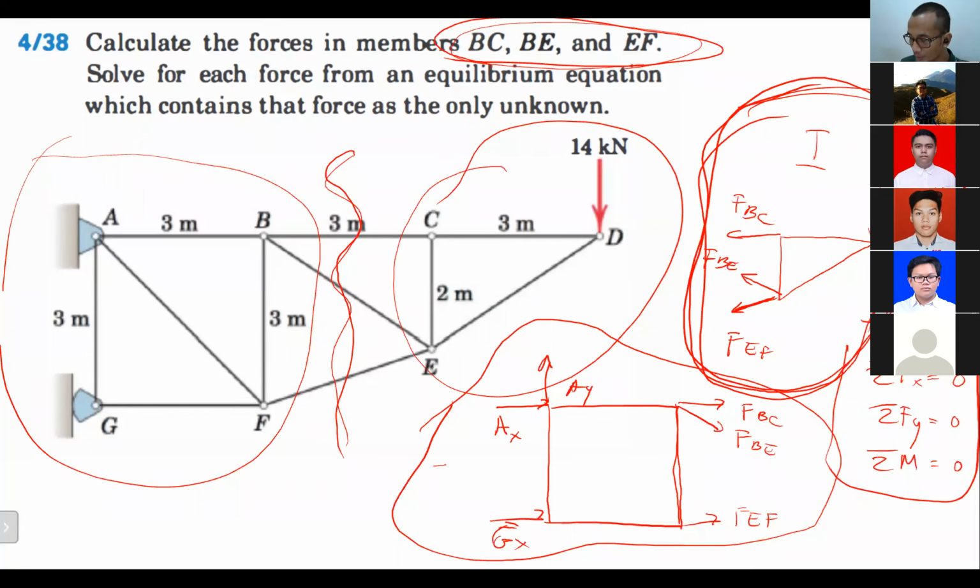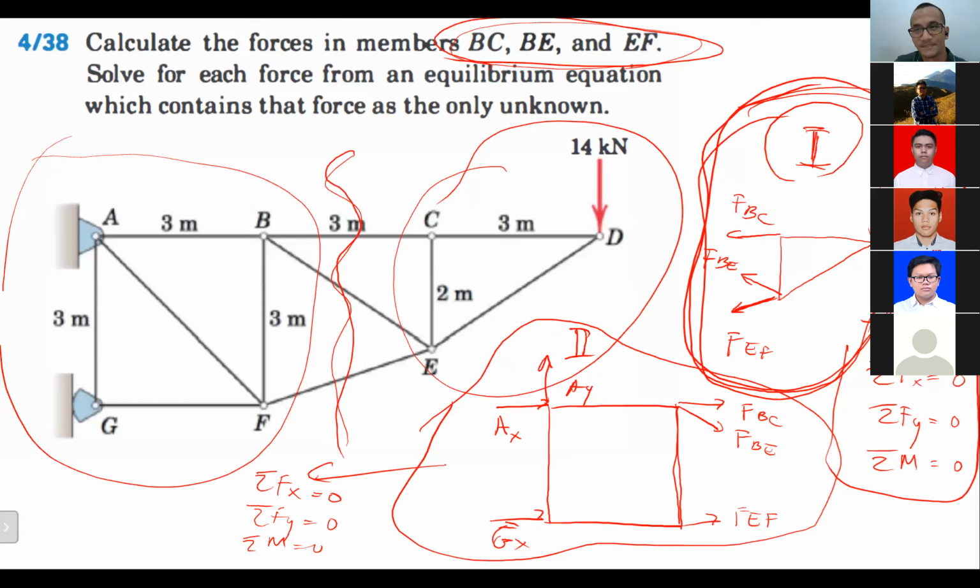Actually, the second free body diagram you can solve using another set of sigma Fx equal to 0, sigma Fy equal to 0, and sigma moment equal to 0, because every free body diagram will have one set of these equations. Correct? Yes. But using only the first free body diagram is enough for us. So why do we need to use the second one?